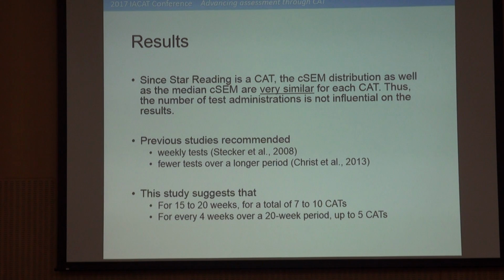In our study, we recommend that for 15 to 20 weeks, a total of 7 to 10 CATs should be good enough. Even that number is quite high. Or for every 4 weeks over a 20-week period, up to 5 CAT administrations should be good enough to capture student growth in reading. And again, this is a content-specific result. In mathematics or other subject areas, the results might be quite different. But the progress monitoring applications are usually done in reading. I don't know why, but the school psychologists really enjoy reading in terms of progress monitoring, since there are so many students struggling in reading.